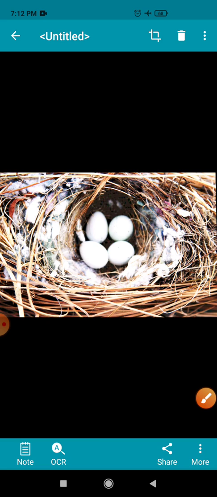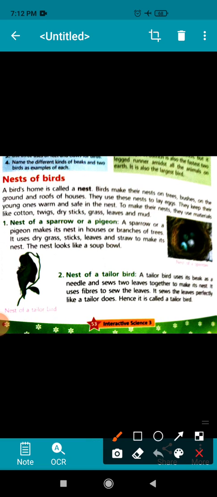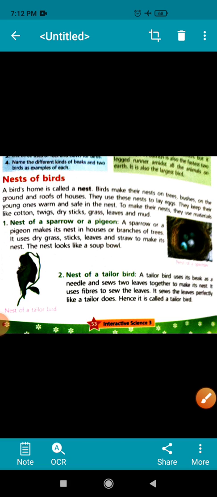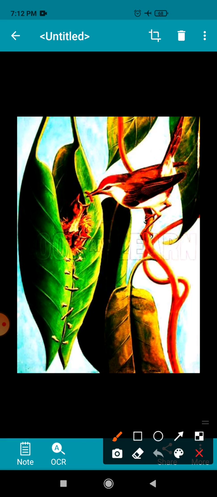Okay, now let us know about the nest of a tailor bird. Children, you all know the role of a tailor. A tailor stitches our clothes. Similarly, the tailor bird uses its sharp beak to stitch large leaves together with a plant fiber. Here you can see the nest of a tailor bird.